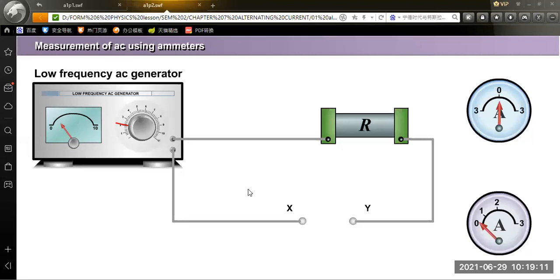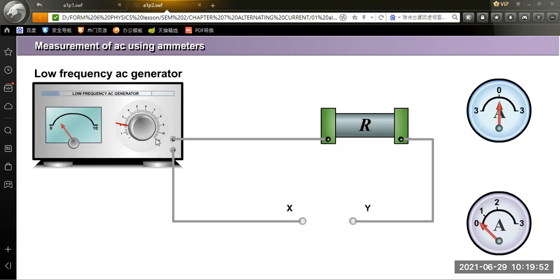Okay, ladies and gentlemen, let's observe the diagram. We connect two wires to the variable frequency AC generator. This device will generate alternating current, where we can generate according to the frequency we want, variable frequency. Because if we directly connect the current from the power socket, the frequency is 50 hertz.